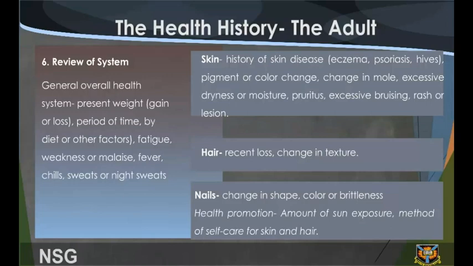Skin: history of skin disease, eczema, psoriasis, pigment or color change, change in mole, excessive dryness or moisture, pruritus, excessive bruising, rash or lesion. Hair: recent loss, change in texture. Nails: change in shape, color or brightness. Health promotion: amount of sun exposure, method of self-care for skin and hair.